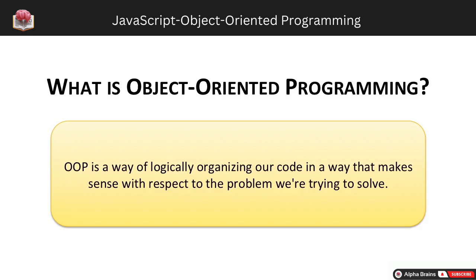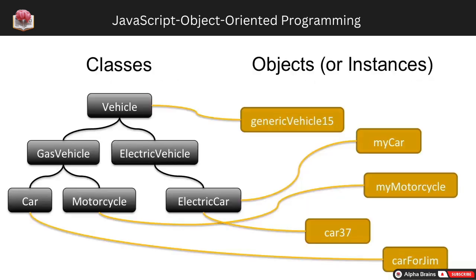Let's take a look at what classes and objects mean. Classes are abstract representations of things. A vehicle, but not a specific vehicle. A car, but not a specific car. You can think of classes as templates. Objects, or object instances, are concrete things. A specific vehicle, such as my car, or Jim's car, or car 37. In most object-oriented languages, including JavaScript, it is conventional to start class names with capital letters and start object names with lowercase letters. On the left, we see a class hierarchy.